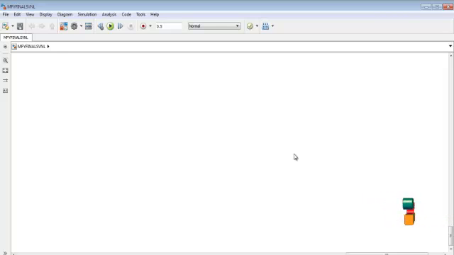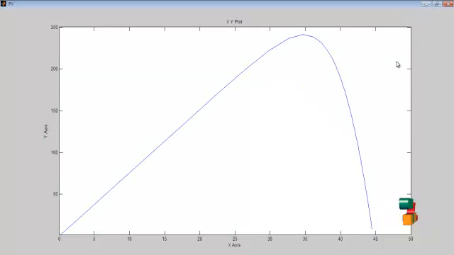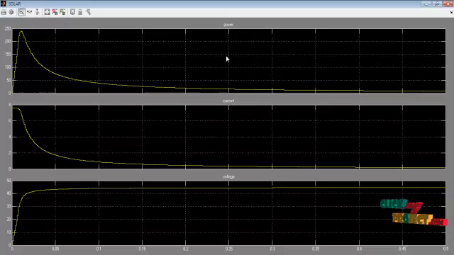Then click the run icon. After running, the scope will open. In that scope, whichever output we want to see will be shown. And this is the IV curve. This curve is drawn between current and voltage from the solar panel, and the next one is the PV curve. This curve is drawn between power and voltage from the solar panel, and the next one is the power, current and voltage of the solar panel.